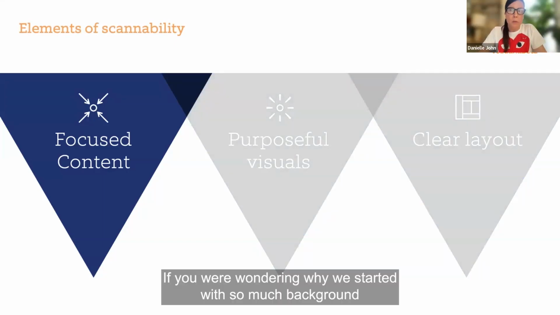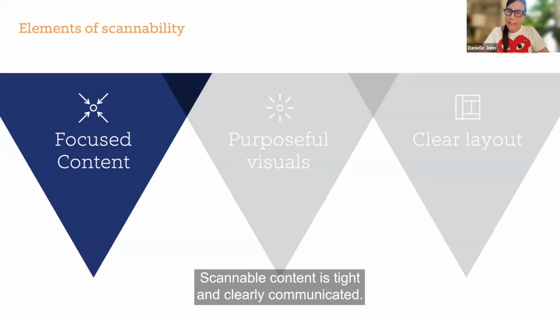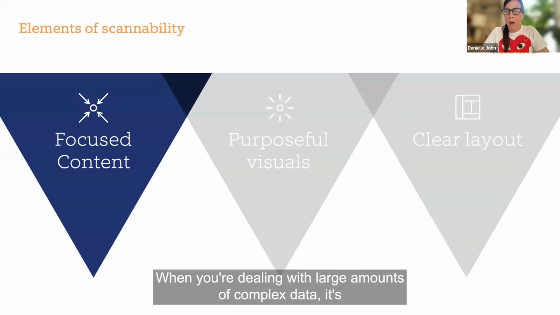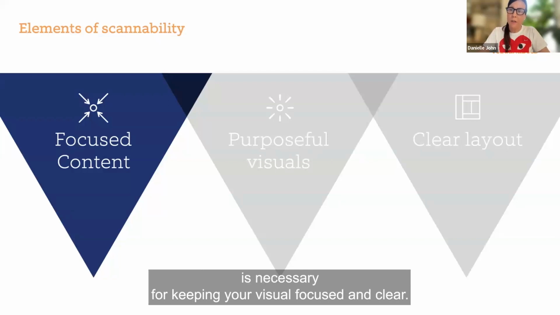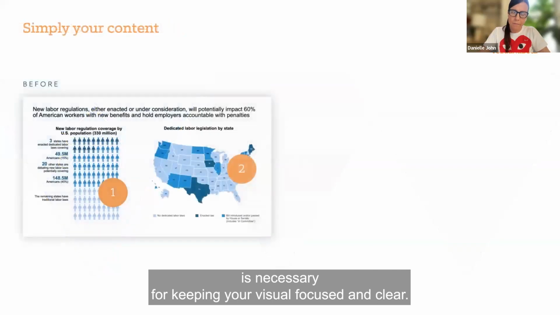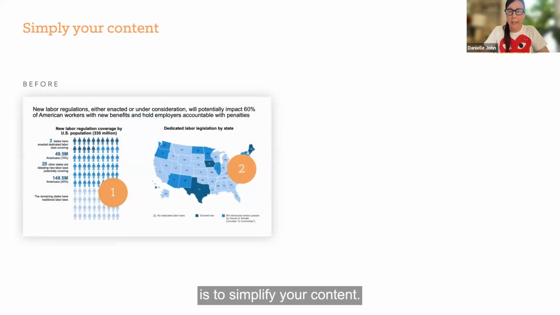If you were wondering why we started with so much background information about the audience and story, this is the reason. Scannable content is tight and clearly communicated. When you're dealing with large amounts of complex data, it's very easy for visuals to get overloaded with extra information. That's why getting your content down to its essence is necessary for keeping your visual focused and clear. So the first and maybe most important tip we have is to simplify your content.